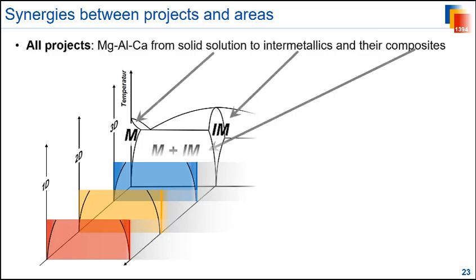So first of all, we made it a point that all projects are concerned with the same material. We'll all be looking at magnesium, aluminium, calcium for the next 4 years. And we'll cover the entire spread between the solid solution of magnesium with aluminium and calcium and the intermetallics that form there. And we'll also go in the middle, we'll also look at the composites. So all the results, all the insight, all the material-specific methods, they can be shared directly between all projects.